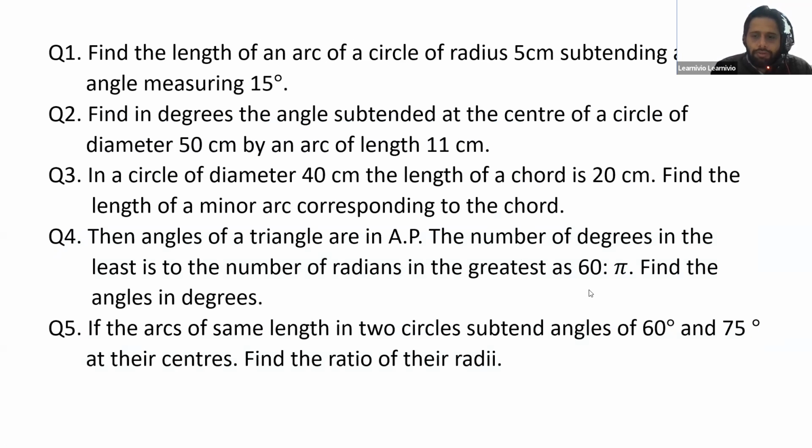So, for example, this one. This is not 10. This is 3 angles of a triangle. Okay, this is, 3 angles of a triangle are in AP. The number of degrees in the least is to the number of radians in the greatest as 6 raised to pi. Find the angles in degrees. Okay, question number 4. Please try to do this question and I will help you.